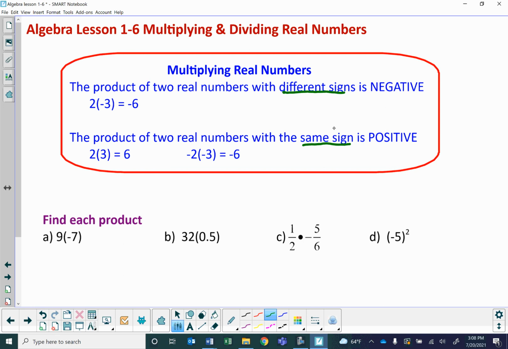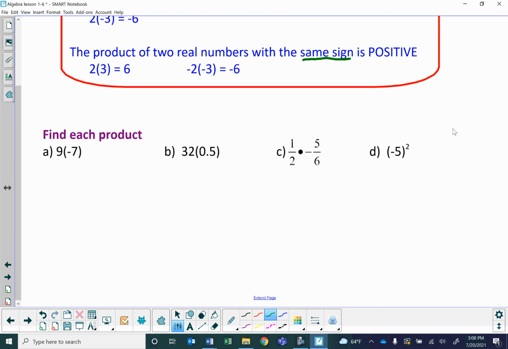Okay, so if we understand that, find a product. 9 times negative 7. I have one negative sign, so they're different signs. Since they're different signs, it's going to be negative. So 9 times negative 7 is negative 63. Letter B here, 32 times 0.5, or a half. Both of those numbers are positive, so the answer is going to be positive. So half of 32 is 16.